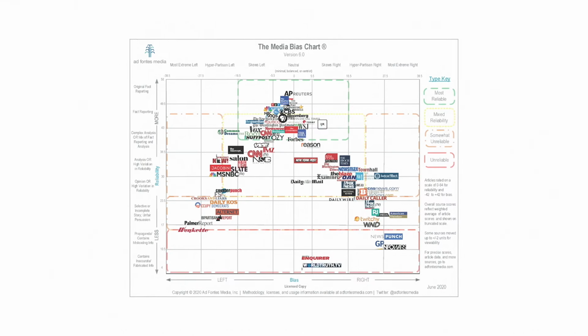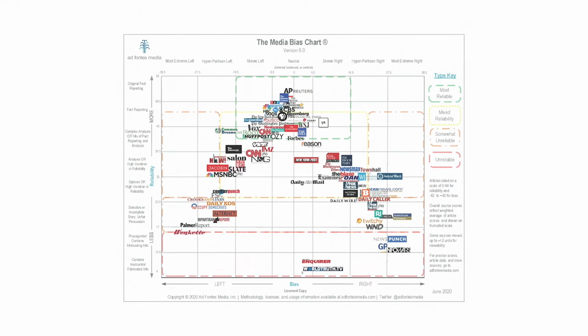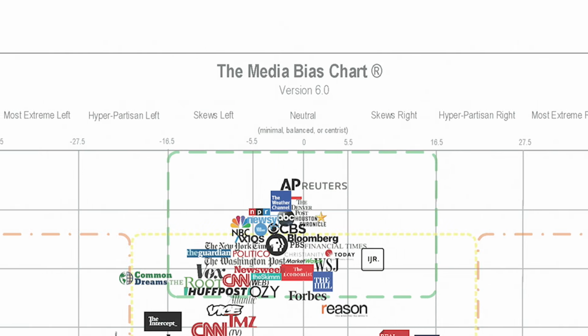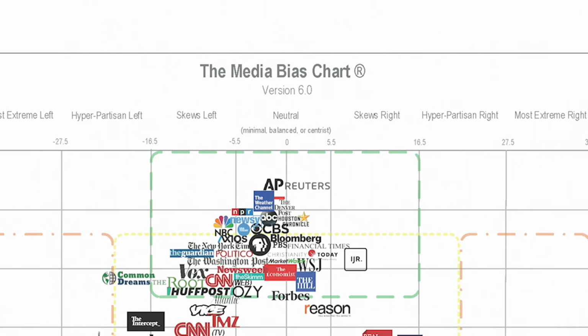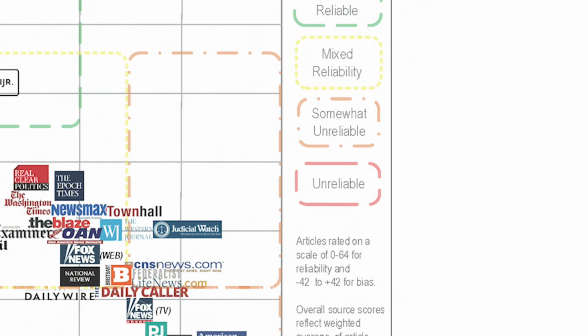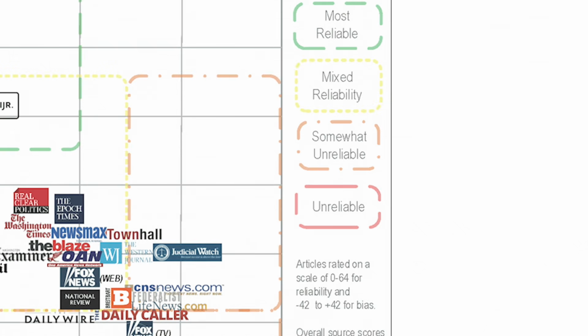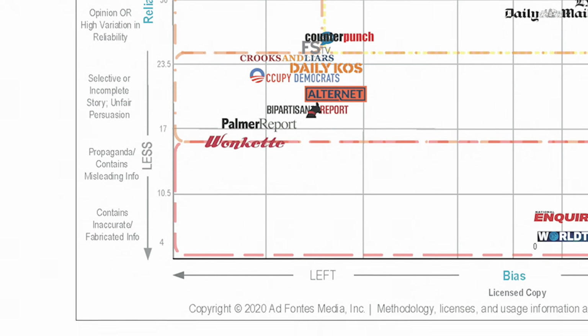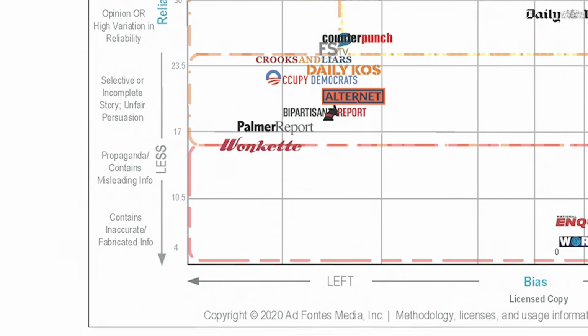In addition, there are even a few charts, like this one from Ad Fontes Media, that aim to help folks understand where a media organization might lean in their political bias, or whether they're more analysis, opinion, or fact reporting. They'll also label if a media organization is unreliable because they use selective, misleading, inaccurate, or fabricated information. It's worth noting that this chart and others like it are somewhat subjective.